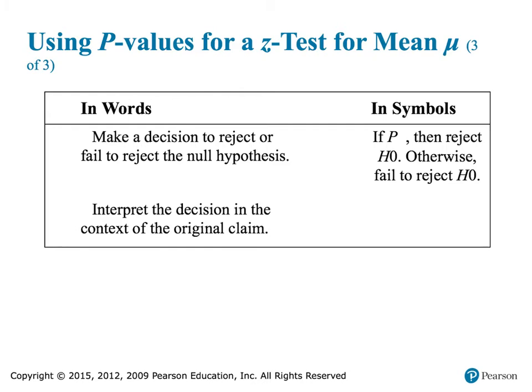Seventh, we'll need to make a decision whether or not we're going to reject the null hypothesis, and of course that depends upon how our p-value compares to our alpha. So if p is less than or equal to alpha, we'll reject the null. Otherwise, we will fail to reject the null. And 8th, we're going to interpret our decision about rejecting the null or not and put it in the context of the problem. So let's do this with an example.